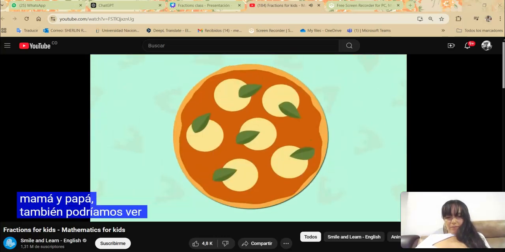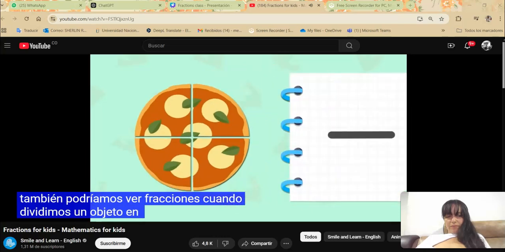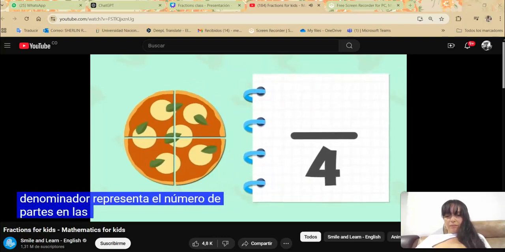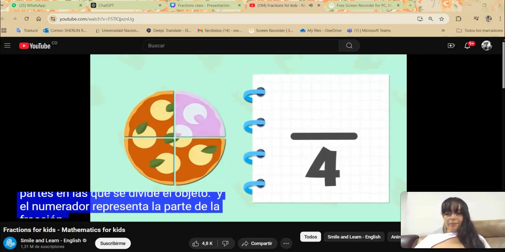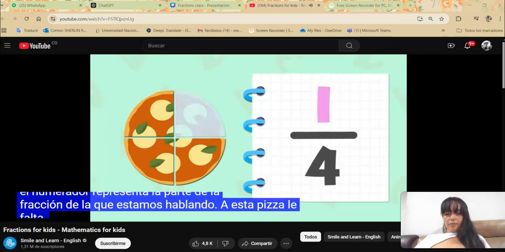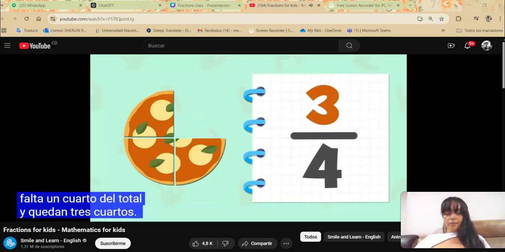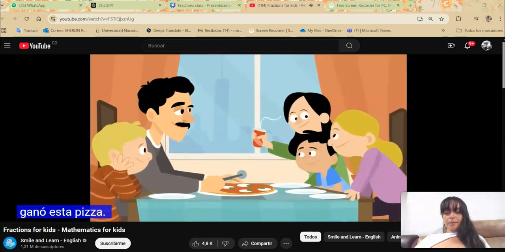We could also see fractions when we divide an object into equal parts. The denominator represents the number of parts in which the object is divided, and the numerator represents the part of the fraction we are talking about. This pizza is missing 1/4 of its whole, and there are 3/4 left. You really earned this pizza, kids.